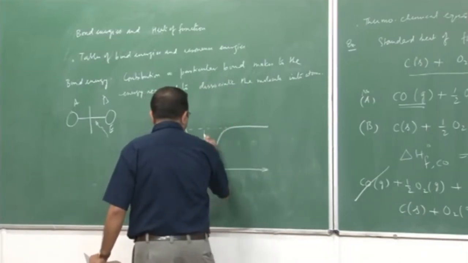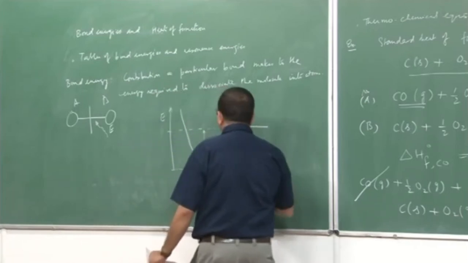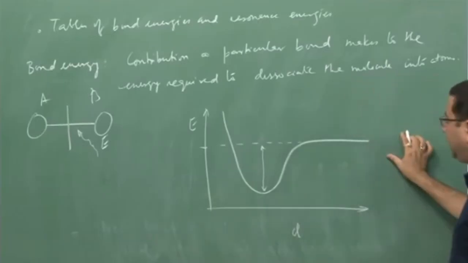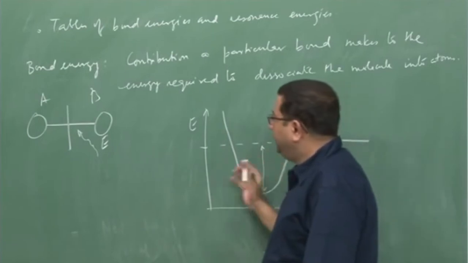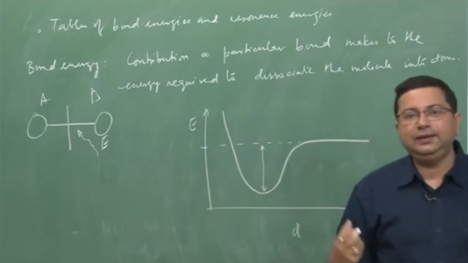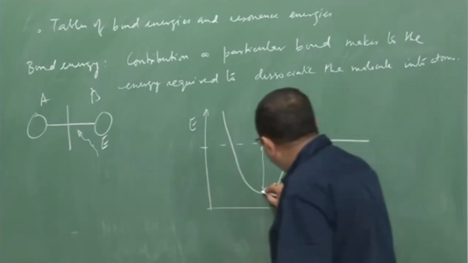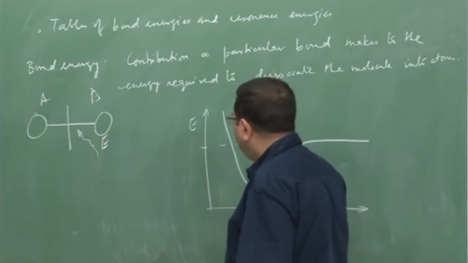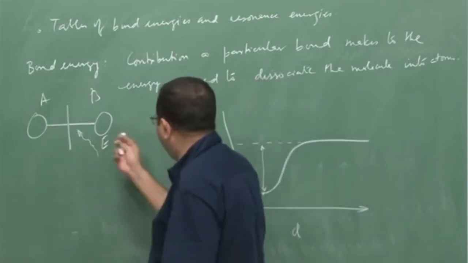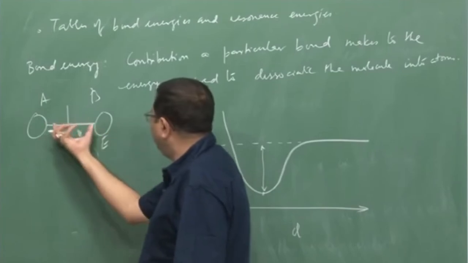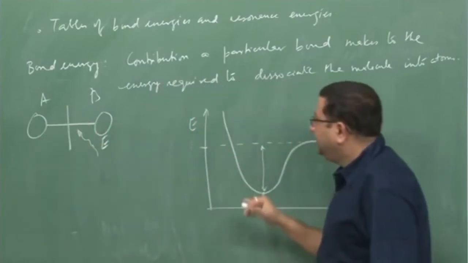Okay. So, this is the bond energy when the molecules are infinitely apart. As we bring them together, the intermolecular forces increase. There is a distance at which the energy requirement is minimum. So, therefore, the molecule will be formed at that distance.